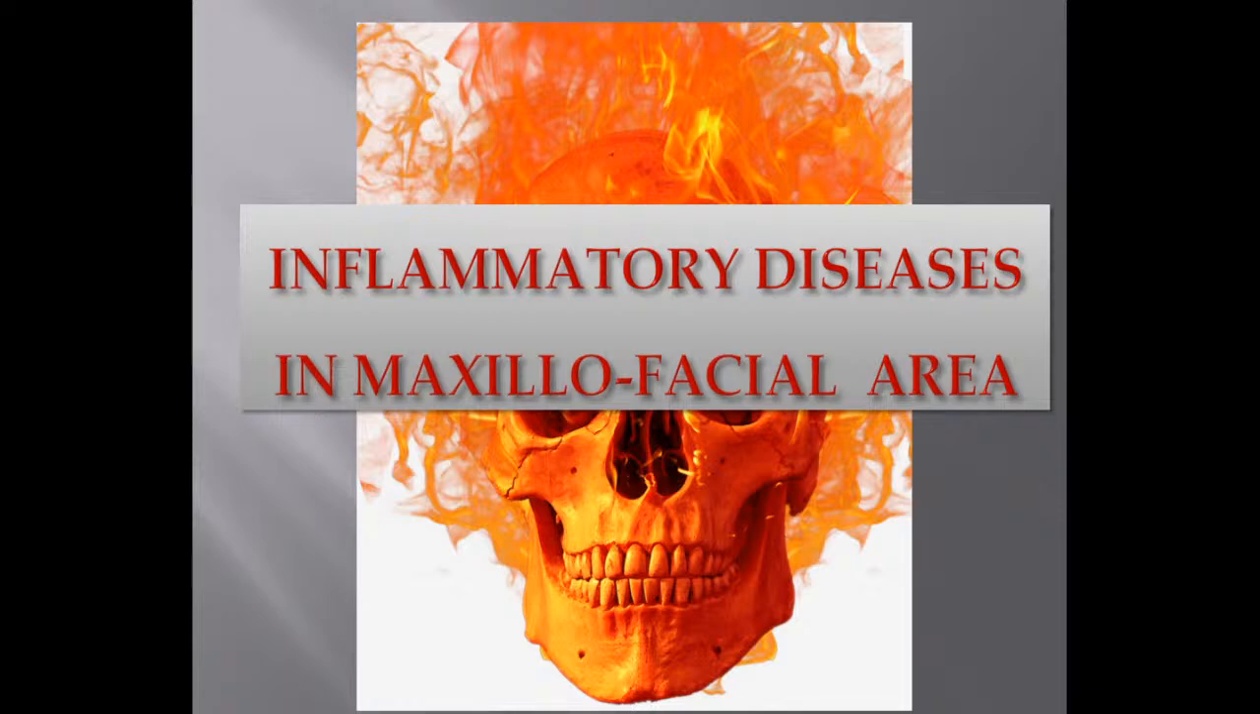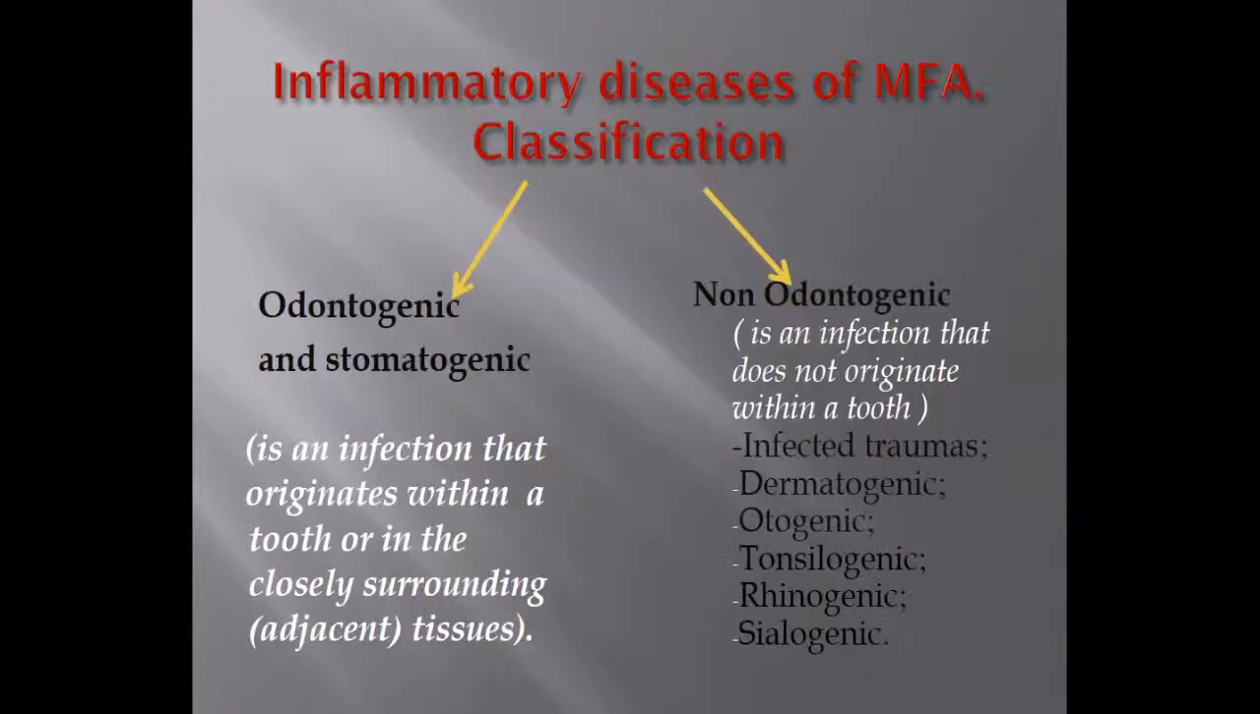Only in part of cases, from 2 to 4% nearly, the microorganisms can be brought from separated focuses of other organs. Agents of purulent diseases of maxillofacial region are Staphylococcus, Streptococcus, Escherichia coli, and others. And here on this slide you can see the classification of inflammatory diseases in maxillofacial area. As you can see, we can divide it into two big groups: odontogenic and stomatogenic infections, and non-odontogenic.